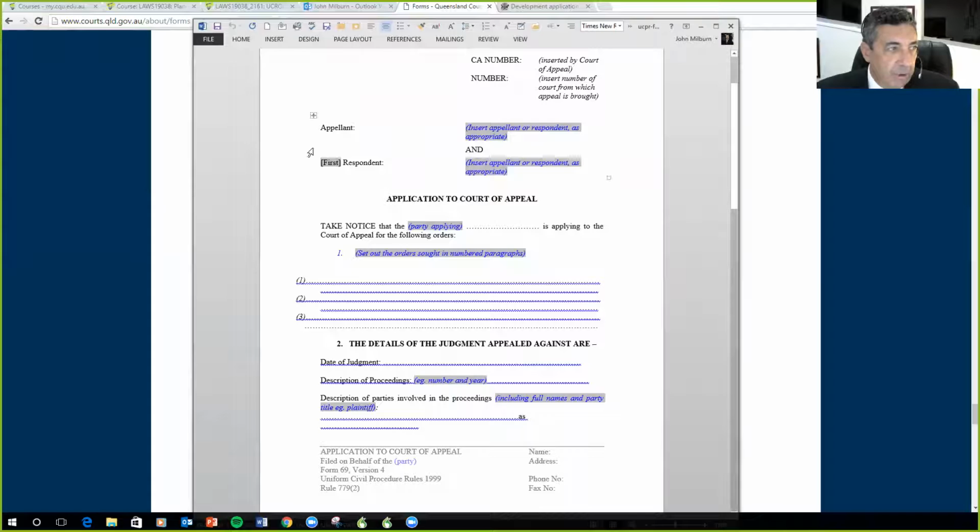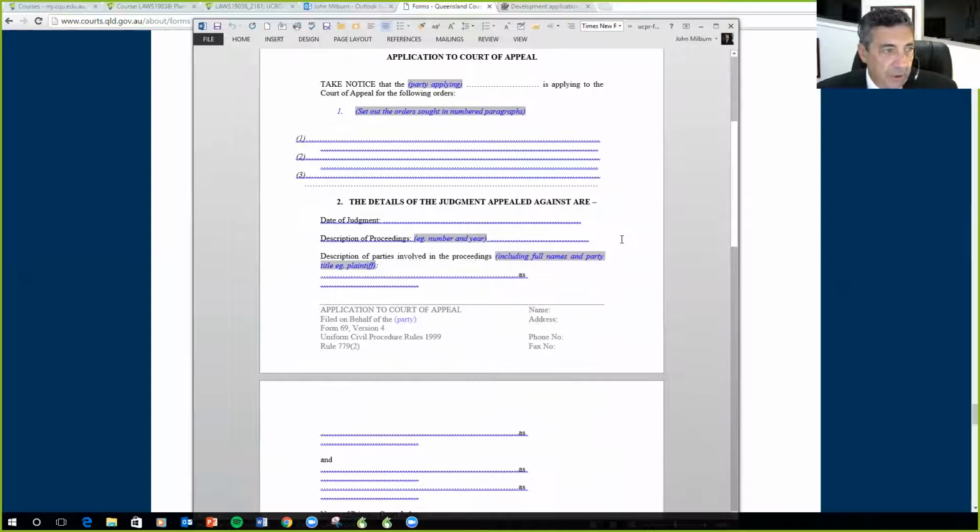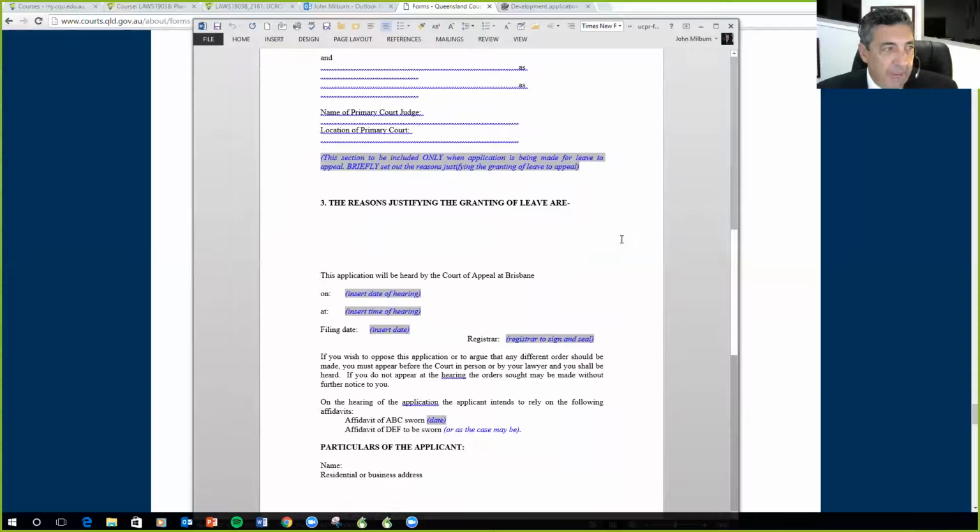You'll see that the word first is there. What that means is that it's possible to have more than one respondent. You might have a first respondent, second respondent, third respondent, and so on. Now, this is an application to the Court of Appeal. It's not an appeal itself, but it's an application to the Court of Appeal for the following orders. So you need to set up what it is that you want. You need to refer to the judgment being appealed against, which is in the Planning and Environment Court. And then, importantly, you need to satisfy the preliminary question of applying for leave to appeal.